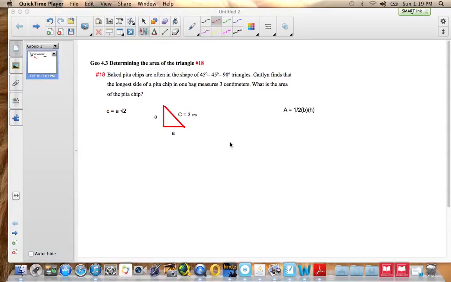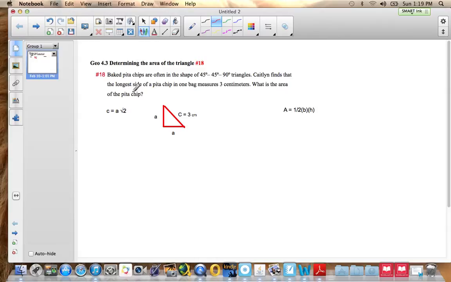Let's take a look at geometry 4.3, number 18. This is a word problem, and what the problem is asking us is to find the area of the pita chip. So it says, baked pita chips are often in the shape of a 45, 45, 90 triangle. Caitlin finds that the longest side of a pita chip in one bag measures 3 centimeters. What is the area of the pita chip?